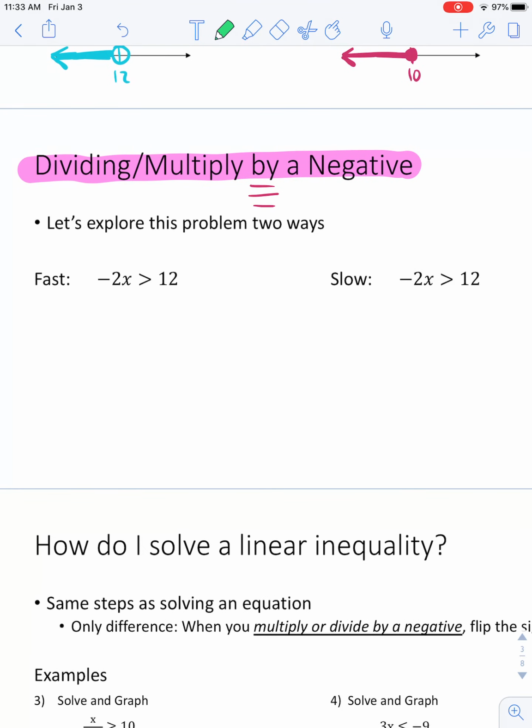Okay, so really quick on this problem, negative 2x is greater than 12. I'm going to divide both sides by that negative 2 to get rid of that negative 2. I do it to both sides, so divide by negative 2. X is alone, and on the other side you have negative 6. It was a greater than from the beginning, so it's still a greater than, and we have x is greater than negative 6. Okay, there's our answer. Now, we're going to do it slow.